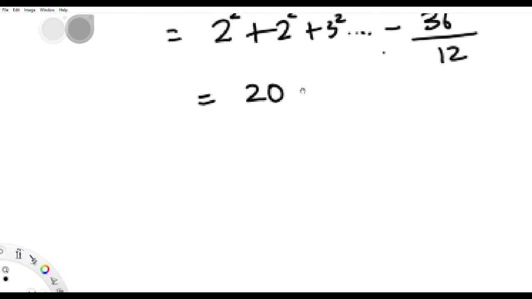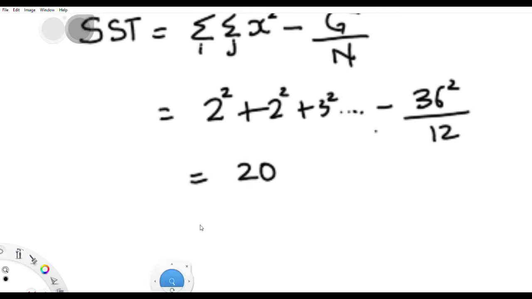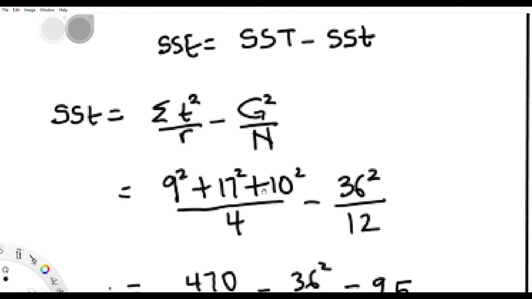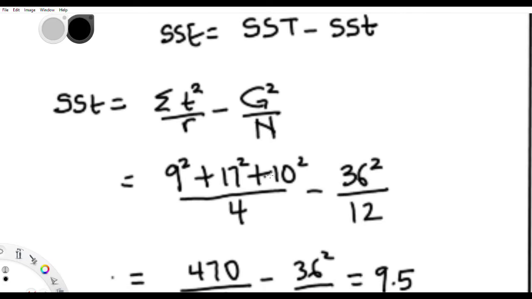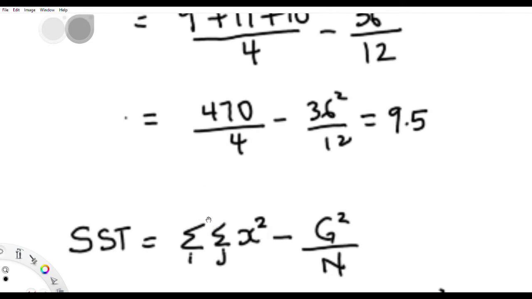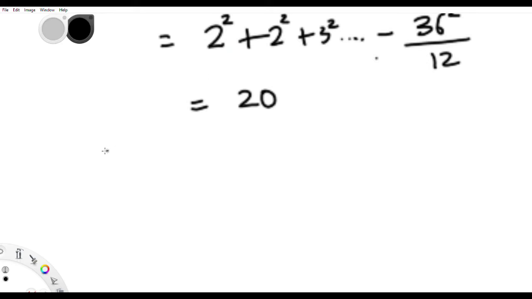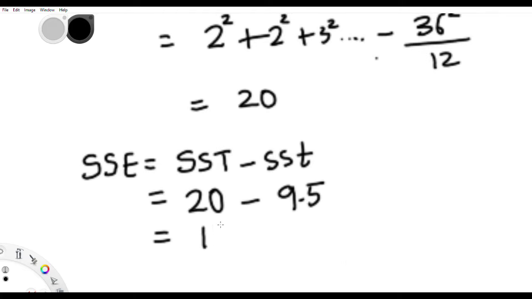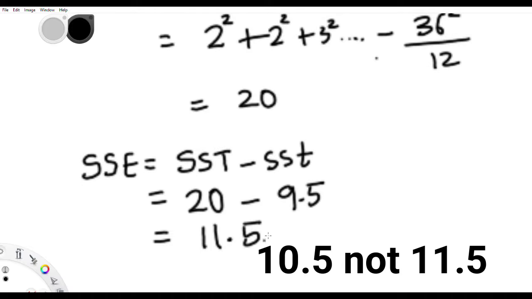Now we've gotten the sum of square treatment, we've gotten the sum of square total. Remember, sum of square treatment is actually the difference between each of the variables. Now let's get the difference within, and that's sum of square error. That will be sum of square total minus sum of square treatment. Now sum of square total is 20, sum of square treatment is 9.5, so at the end of the day it should be 11.5.